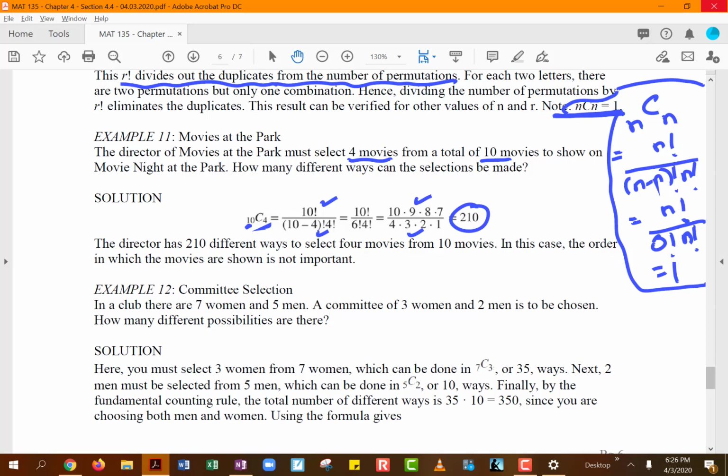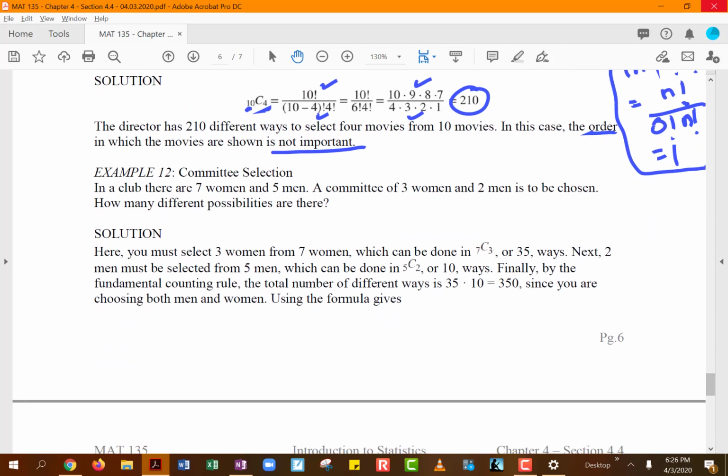All right, let's look at this one here, number 12. In a club, there are 7 women, 5 men. They want to choose, for a committee, 3 women and 2 men. So what are the different possibilities that you can have here? In this case, you have to think about, there are 2 groups, right? They want to choose women and they want to choose men. From 7, they want to choose 3 women. From 5, they want to choose 2 men, right? So that means you're going to have to do a calculation for each gender here.